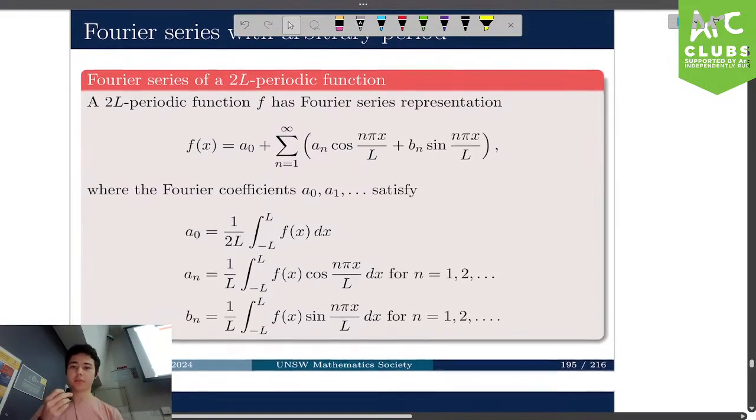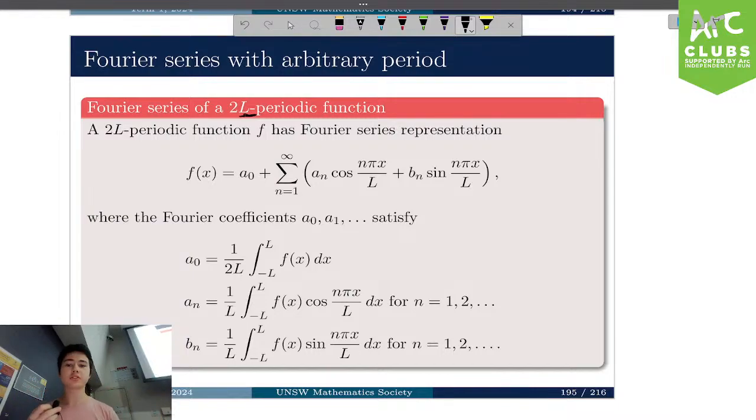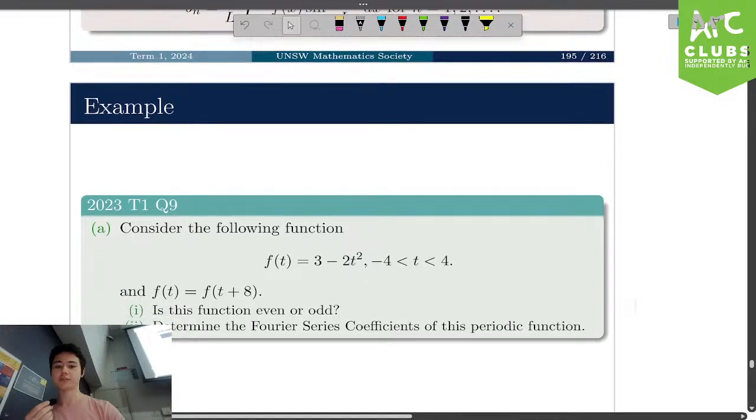But here we go. Okay, so fundamentals. We're going to consider L as half a period. So a 2L periodic function has a Fourier series as described here. We can determine the coefficients of this Fourier series as described by these integrals, okay? And there's a bit of math behind it, but we're not going to really touch on why it works. All you need to know is that sinusoids are funny and integrals reveal coefficients.